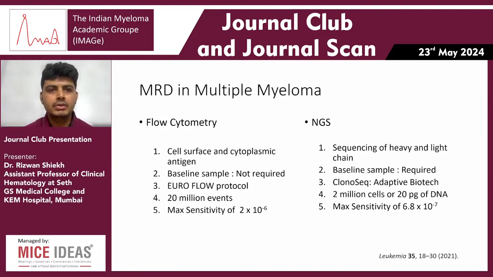A few things about MRD in multiple myeloma. It can be measured by two methods, either NGS or flow cytometry. Flow cytometry, we are commonly aware, uses cell surface or cytoplasmic antigen, and we don't require a baseline sample to run it. It has to be run via the Euroflow protocol, which includes two tubes. Each should be able to give around 10 million events, and it has to be run on an 8-color multiparameter flow cytometer. The maximum sensitivity is around 2 × 10⁻⁶ if run via the Euroflow protocol with 20 million events.